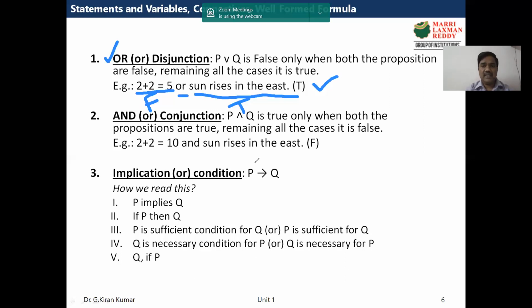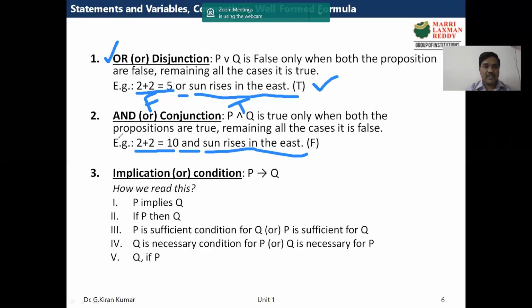Now similarly, let us take another example where the connective and is involved. Simple examples I am taking here. 2 plus 2 equal to 10 and sun rises in the east. Now what about this? Is it overall true or false? How do I decide? Please recollect the truth table of the and connective. The connective and is true only when both the propositions are true. In all the remaining cases it is false. That means if at least one is false, obviously it is false, right?